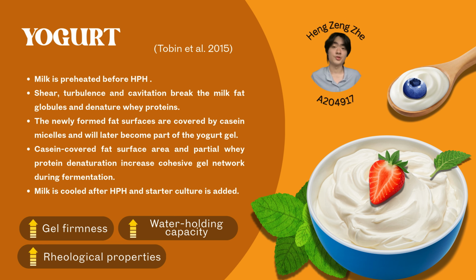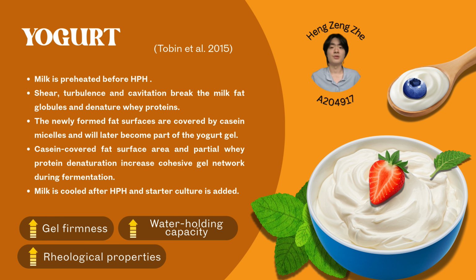For yogurt manufactured from HPH treated milk, standardized milk is preheated and then homogenized at high pressure, typically 200 to 300 MPa, to create a very fine emulsion in which fat globules are much smaller than those produced by conventional homogenization and are densely coated with casein and partially denatured whey proteins.